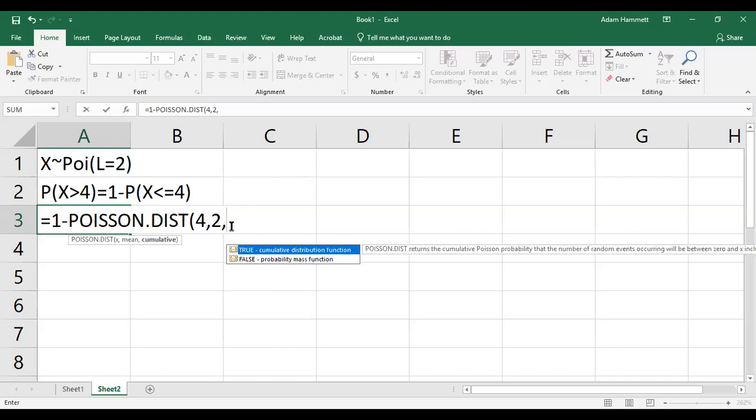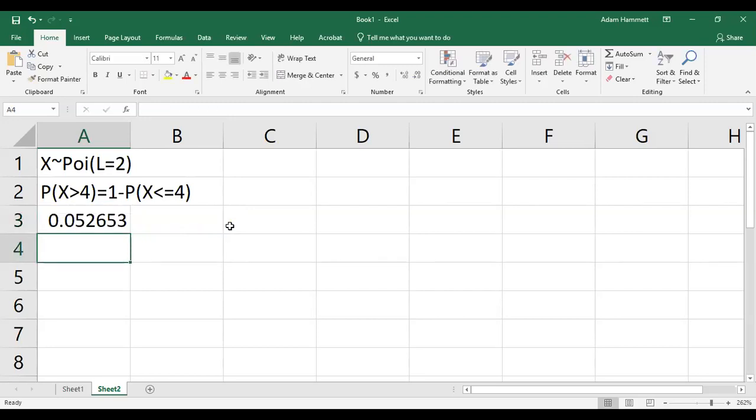You can either select true, or you can do a binary with 0 false and 1 true. So I'll just put 1 in here. I want to add up all the probabilities. That's why it's saying cumulative. If I said false, it would just tell me the individual value. Okay, and I get that. So that means there's about a 5.3% chance that this thing's going to have to be edited again.